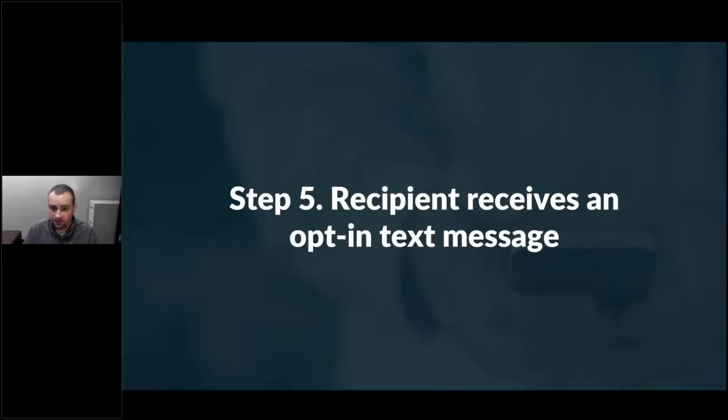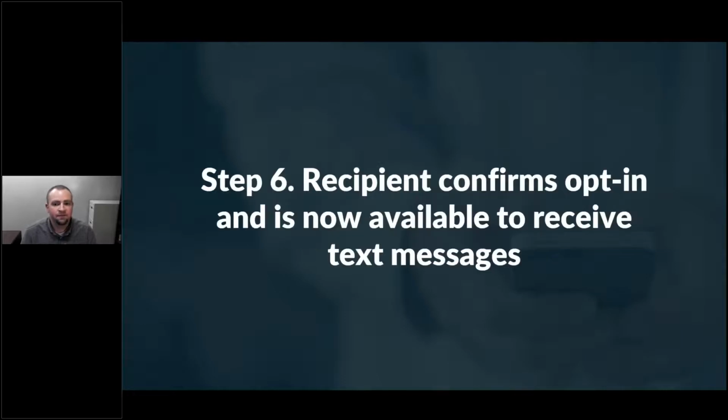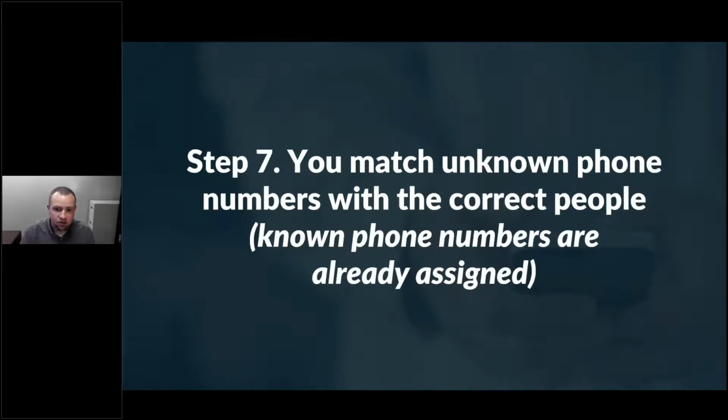Then they'll receive an opt-in text. They'll get a text immediately from that number, and they'll have to respond to that. They confirm that they opt in, and they're now available to receive text messaging in the software. Now, you can unmatch or match unknown phone numbers with the correct people. We'll show you that process, because you may not know exactly who goes with what phone number if you don't have the phone number in your system. But if the phone number's in Church360 already, it'll automatically assign it to them.